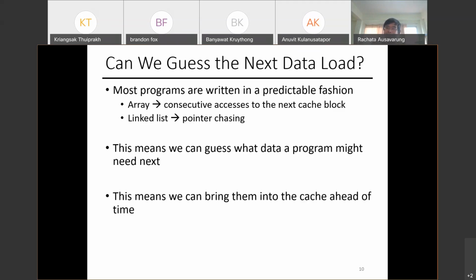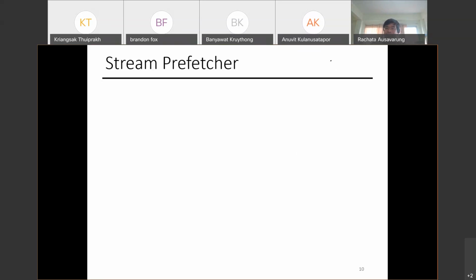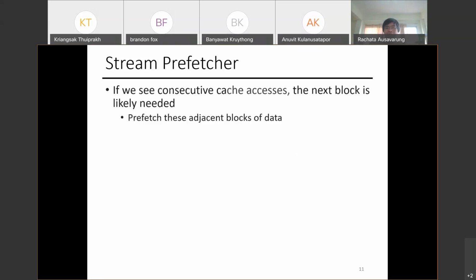So it means that we can bring them to the cache, right? Because we know what we are going to access next, so we know which is the next cache block that I'm going to access. And we can do this ahead of time. The first technique is called the stream prefetcher. Basically, bringing things into the cache ahead of time is called prefetching. Prefetching means that I'm going to fetch the data before I know I need it. So if you see consecutive cache accesses, you fetch the next block. That's basically the stream prefetcher.